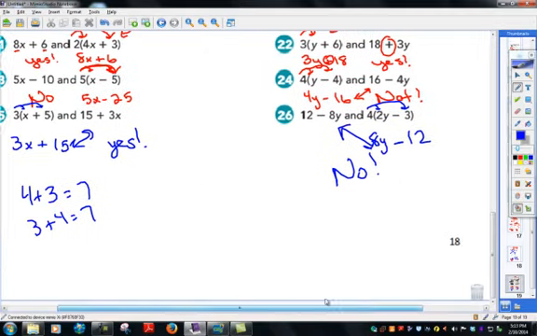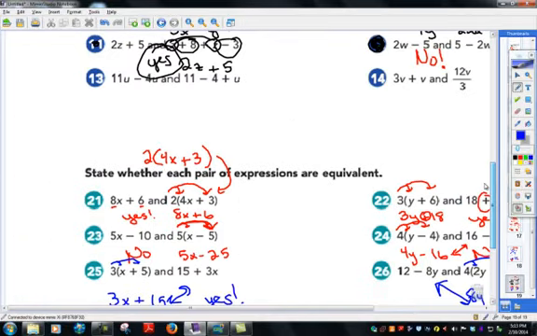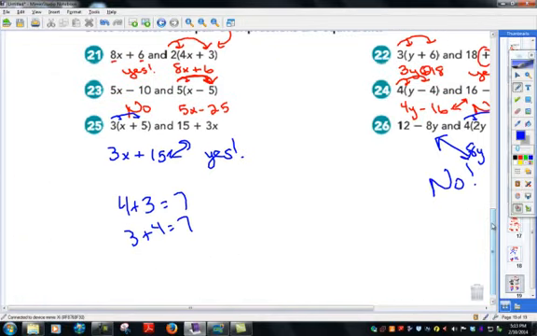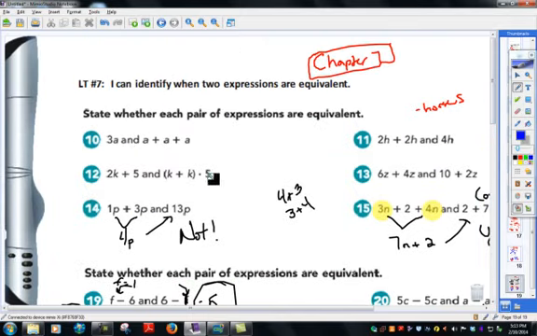So that's actually it for this learning target. It just builds on itself. It builds up to getting all the way to the distributive property. So this covered all the stuff we've done since learning target 5. This was 5 and 6 all together. You just have to tell me if they're equivalent or not. I'll see you guys.